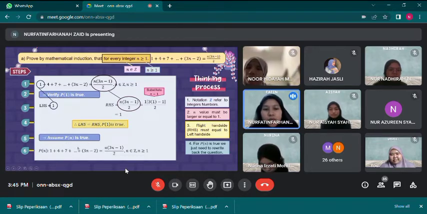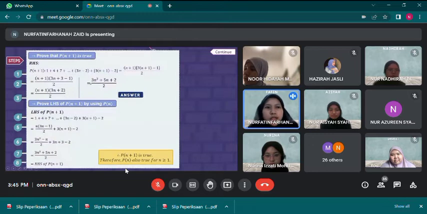Next we have to assume Pn is true. This is a simple step because you just need to rewrite the question, but don't forget to put Pn, then double colon. Then don't forget to put n is an element of Z and n is more than or equal to 1.